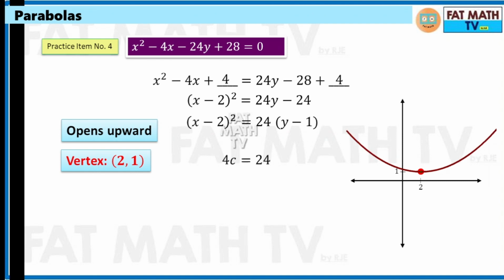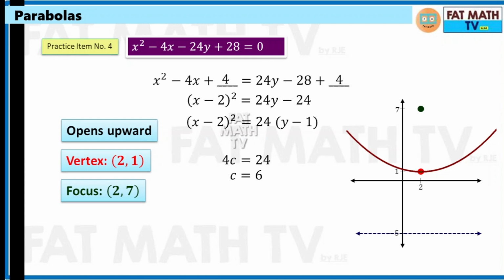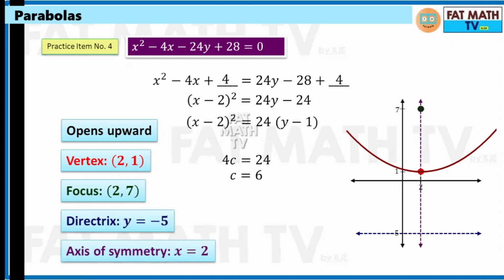Okay, so for c, c is 6. So 6 units above 1 is 1 plus 6, that's 7. And we have the same x coordinates. So 2, 7. And for the directrix, 6 units below 1, that's 1 minus 6, is negative 5. So y equals negative 5. And the axis of symmetry is x equals positive 2.